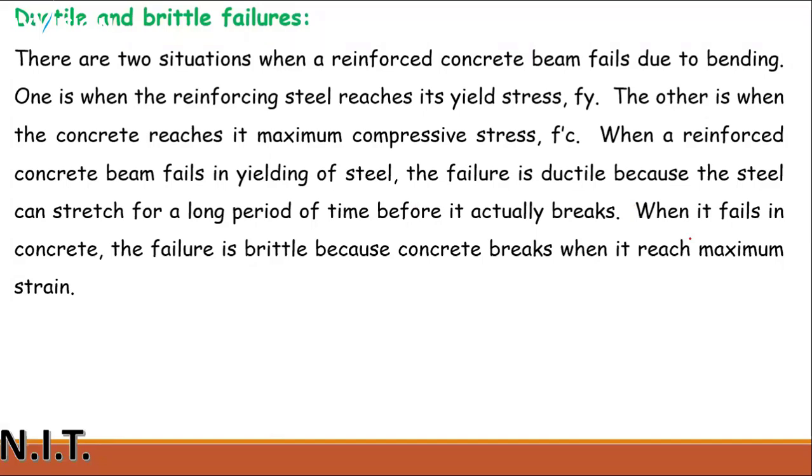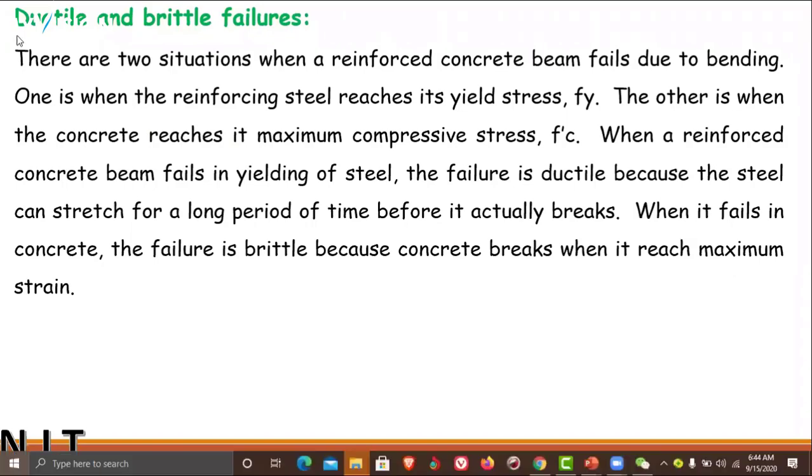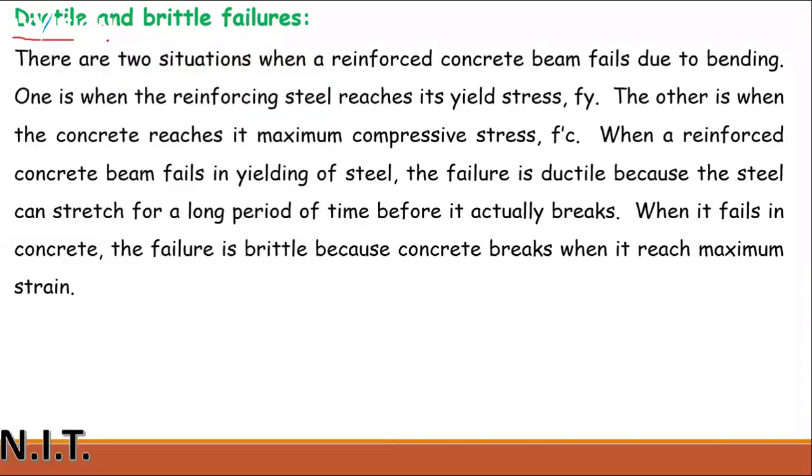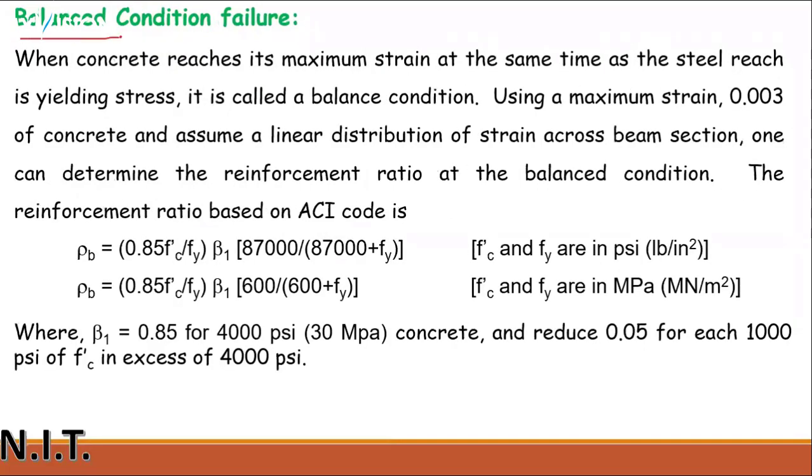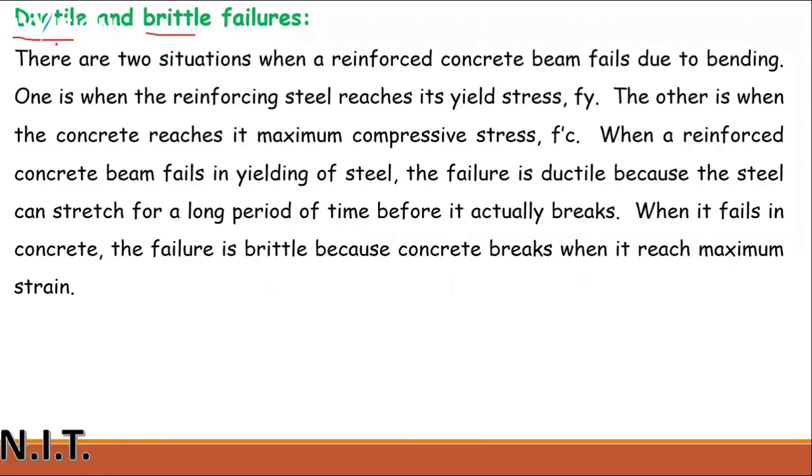Let me finish this topic too. There are 3 different types of failures available. One is called ductile failure, another is called brittle failure, and the third one is called balanced failure. When steel fails, when reinforcement fails, then we can say that the failure is ductile. When concrete cracks but steel is still in working condition, then this failure is called brittle failure.